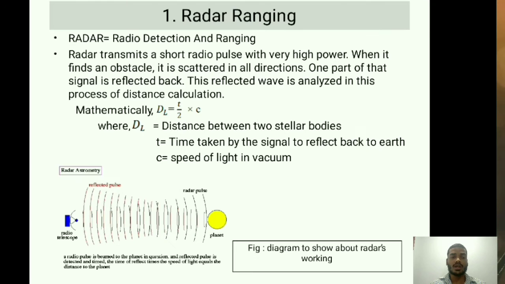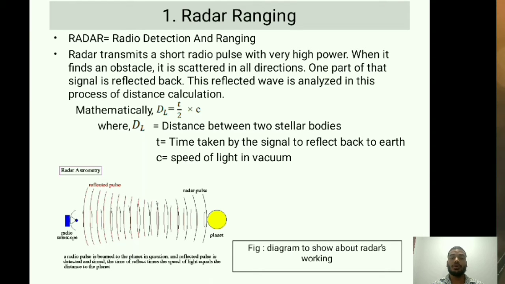Now, the first technique I have used here is radar ranging. The word radar stands for radio detection and ranging. Radar technique uses short radio pulses with high power. It is triggered in the sky. When it finds an obstacle, it is scattered in all directions, and one part of them is reflected back to the radar, and this reflected wave is analyzed to calculate the stellar distances.